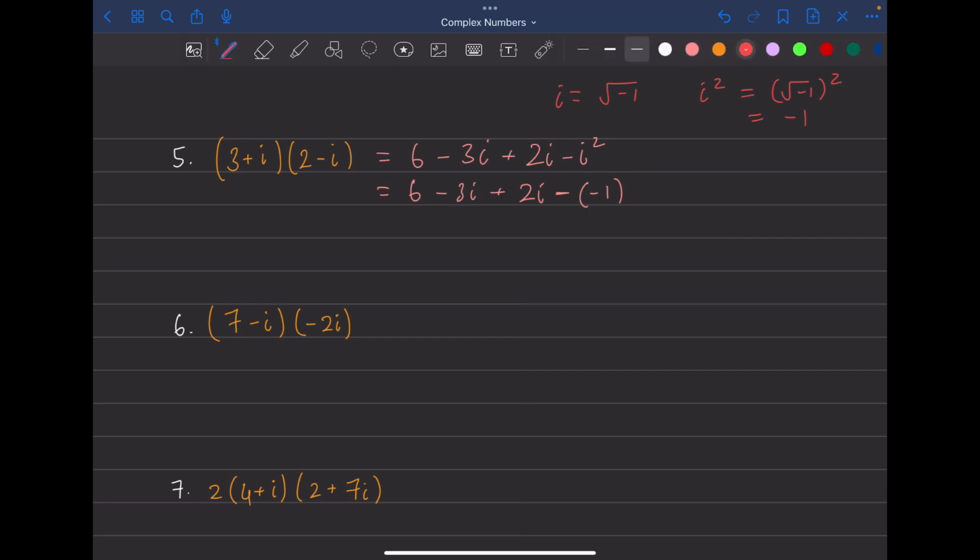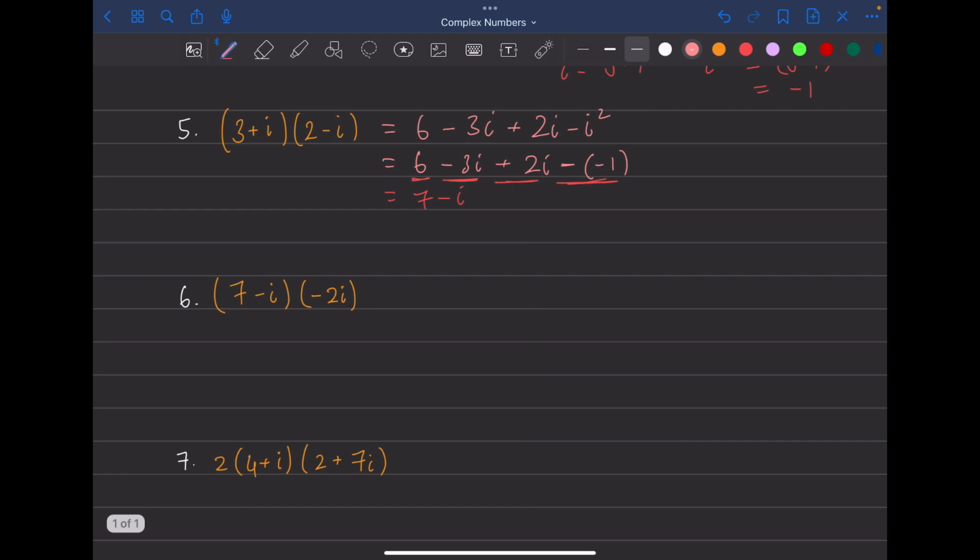Okay, now, once again, if we combine like terms, we have 6 plus 1, which is 7, and then -3i plus 2i is minus i. So that is the answer here. And once again, if you have any squared or any exponent on an i, you can always change that into -1s, or multiples of -1s, but that should be pretty simple.